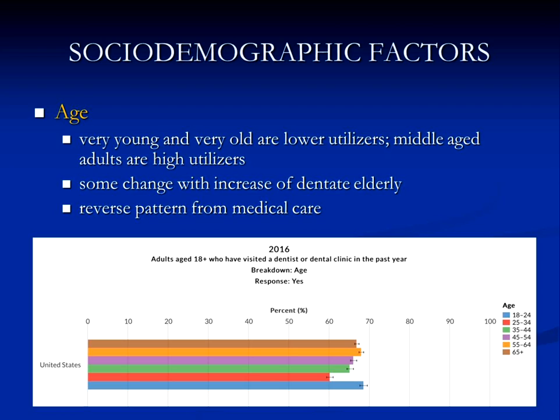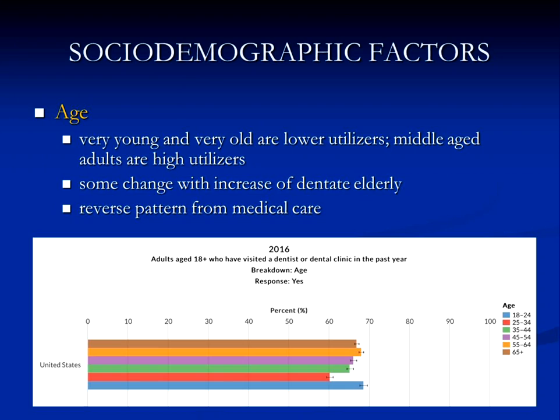Our very, very old people are also low utilizers. That could be because they're edentulous. It could be because they're having mobility problems. They can't come to the dental office. Maybe they live in a nursing home, something like that. Our middle-aged adults are high utilizers, and you can see that in this graph here.